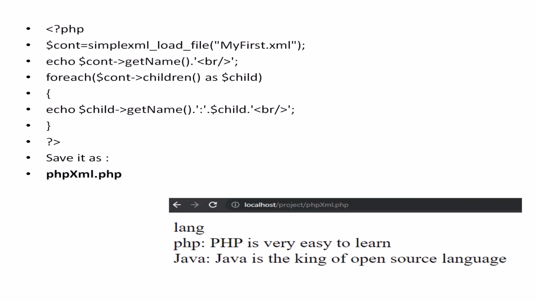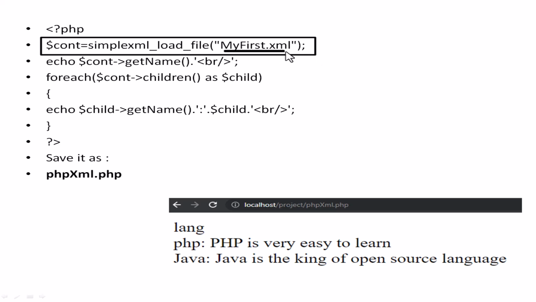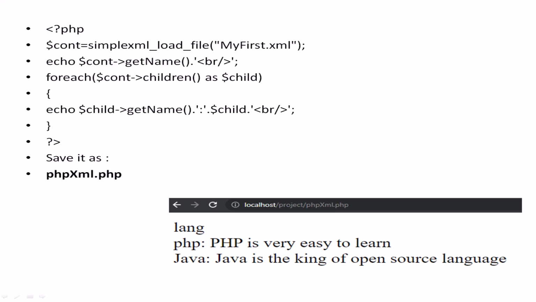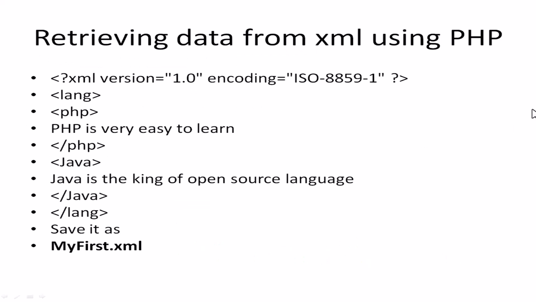So next, you are going to read the particular XML content. The content equals simpleXML load file, my first XML. From where you are going to read is the file you created previously, my first XML. Now here we are using echo content get name, so you are going to get the name. Whatever names we have specified over there, you are going to get them here.